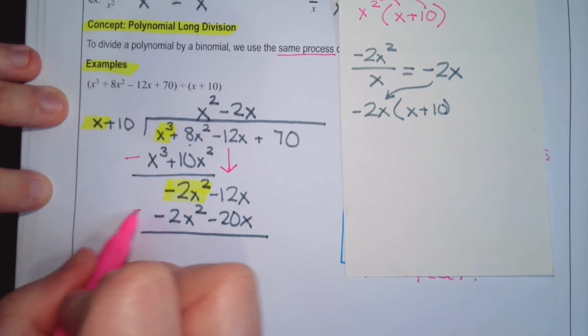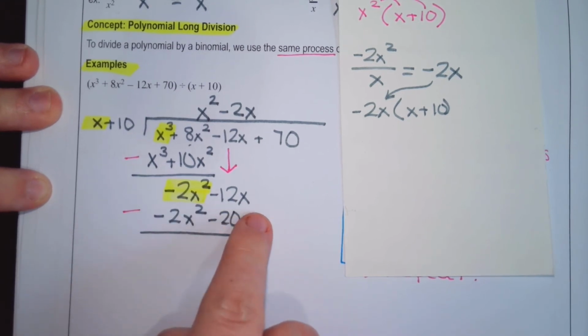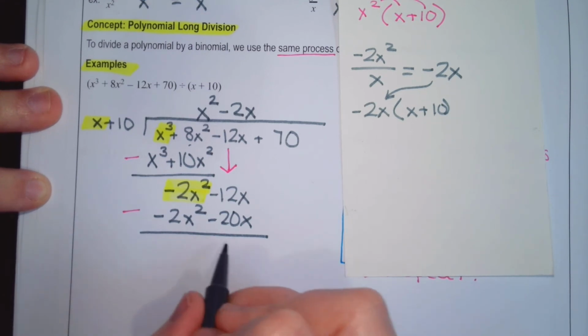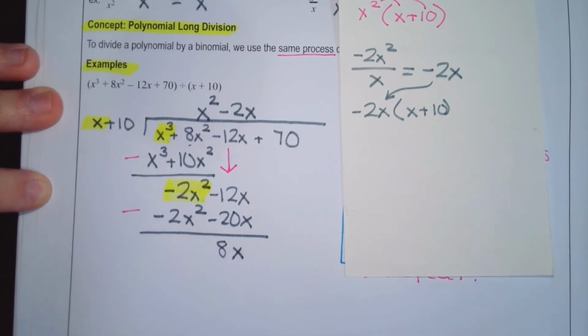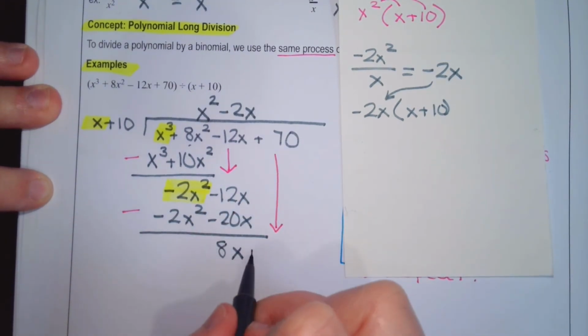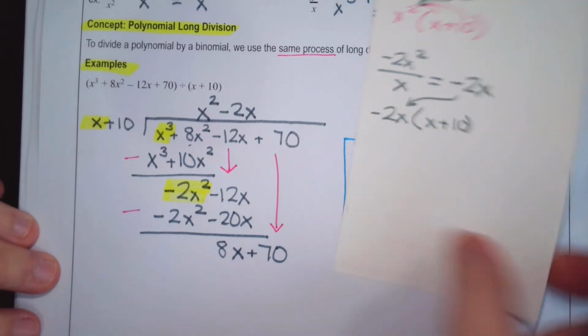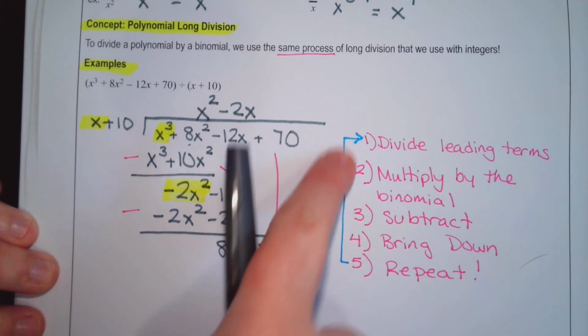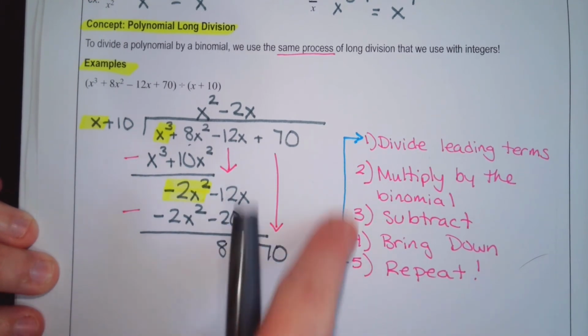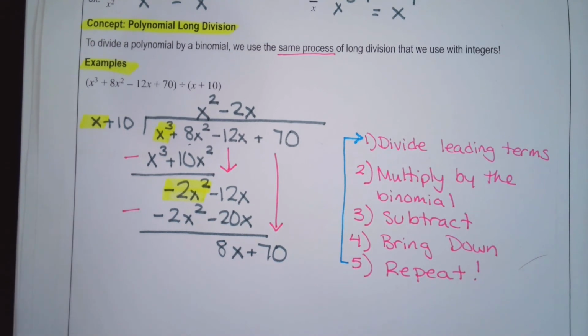Then we subtract. Our negative 2x squareds cancel out, and then negative 12x minus negative 20x, we get 8x, and then we bring down the 70. Now, we repeat again. We haven't run out of variables, so we just keep going and going until we run out of variables.